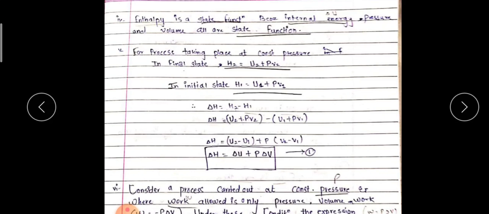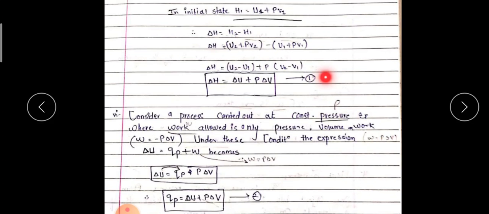Enthalpy is a state function because internal energy, pressure and volume are all state functions. For a process taking place at constant pressure, in the final state H2 is equal to U2 plus PV2, pressure is constant. In the initial state H1 is equal to U1 plus PV1. Therefore delta H is equal to H2 minus H1, that is (U2 plus PV2) minus (U1 plus PV1). Delta H is equal to U2 minus U1 plus P (V2 minus V1), that becomes delta H is equal to delta U plus P delta V.